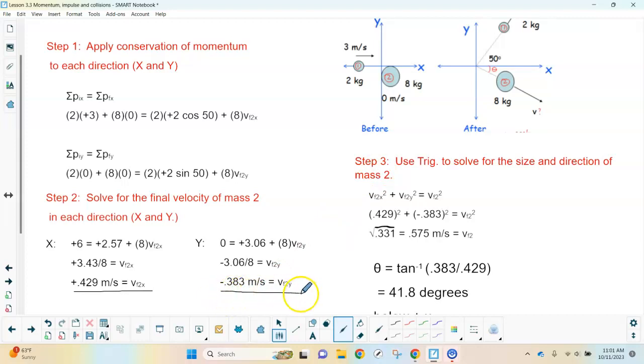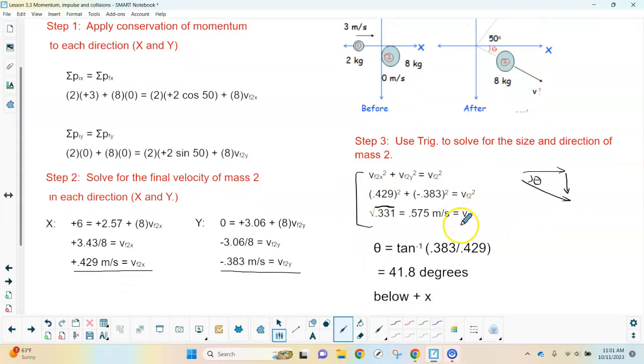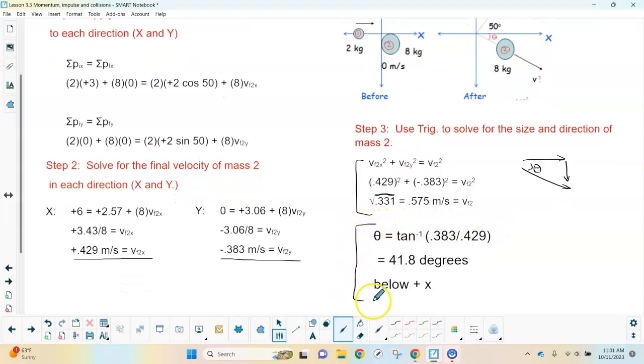For the y, you get negative 0.383. Then you have to do your Pythagorean theorem because you have right and down, and you want the hypotenuse, and we want this angle. So on your slide, this is here. This is the Pythagorean theorem part. I think I forgot to put this on the slide here. So this is the answer to the angle, just showing you the inverse tan of that, and you should get 41.8 degrees below the positive x. It is not overly complicated. It's just repeating it for both directions and then doing the trig at the end.